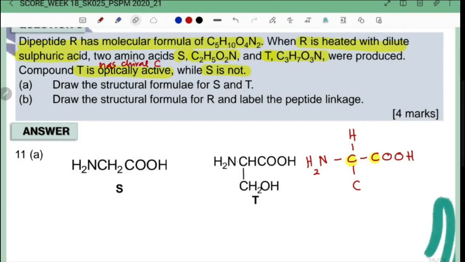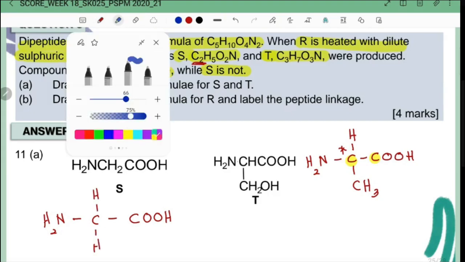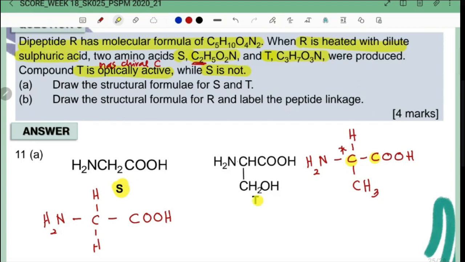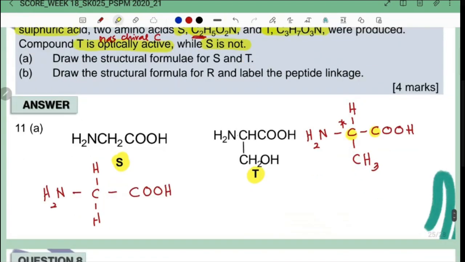Then this one should be CH3, so there is a chiral carbon. While S has no chiral carbon, so 1, 2 carbons. This one is COOH, this one is NH2, and since it has only 2 carbons, H5, 1, 2, 3, 4, 5. So this is the structure of S and T. 1 mark each.